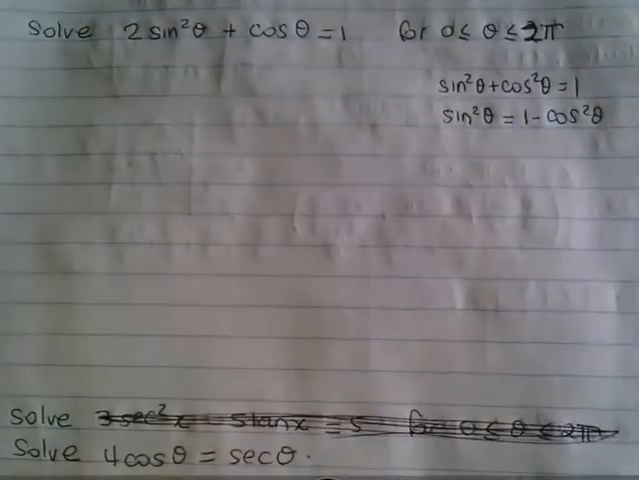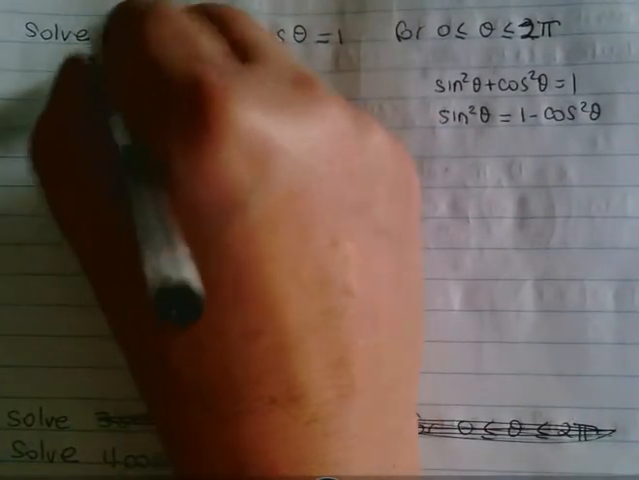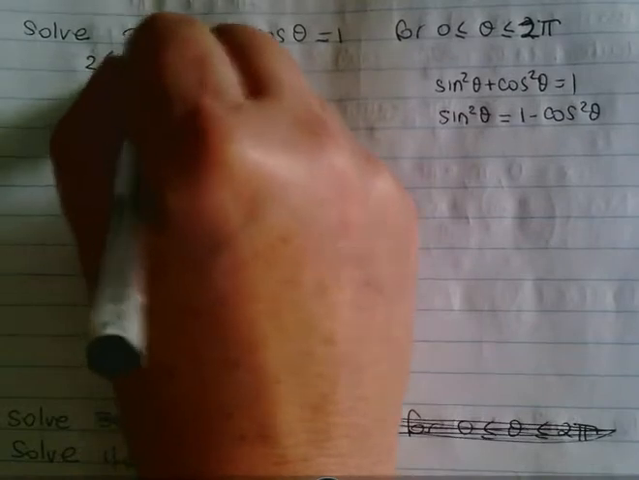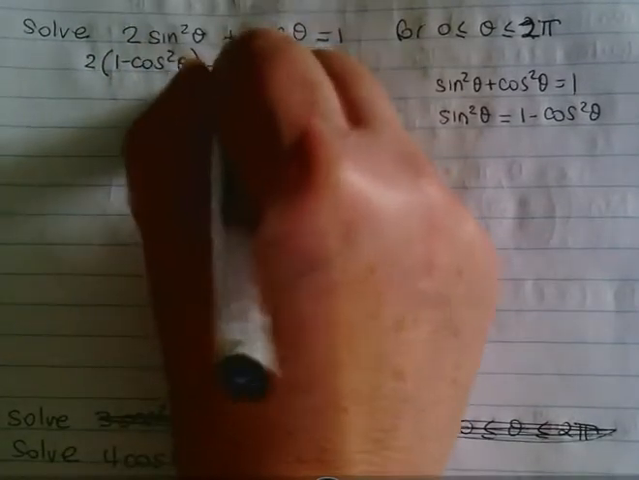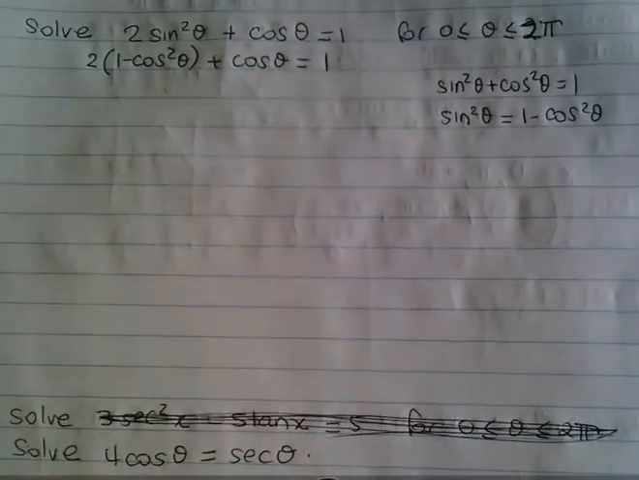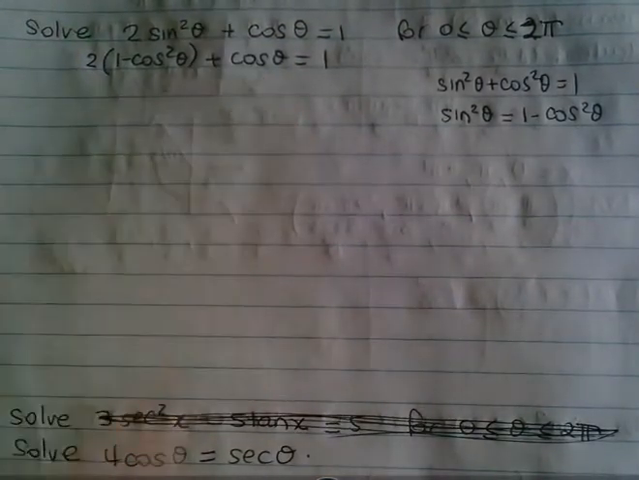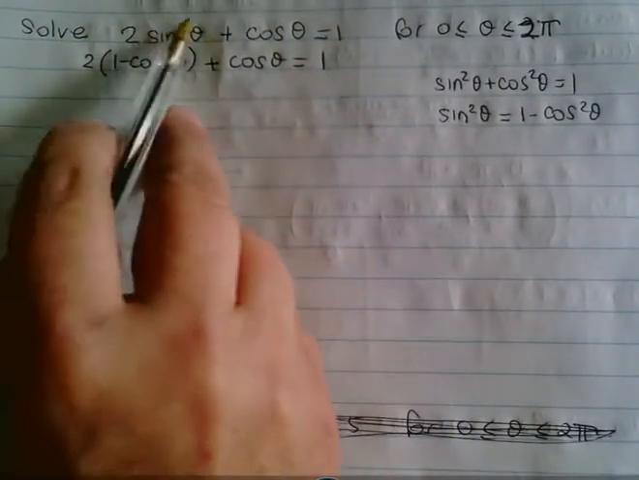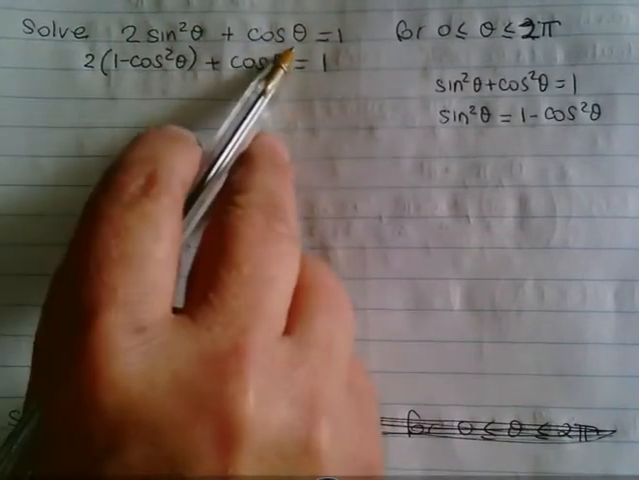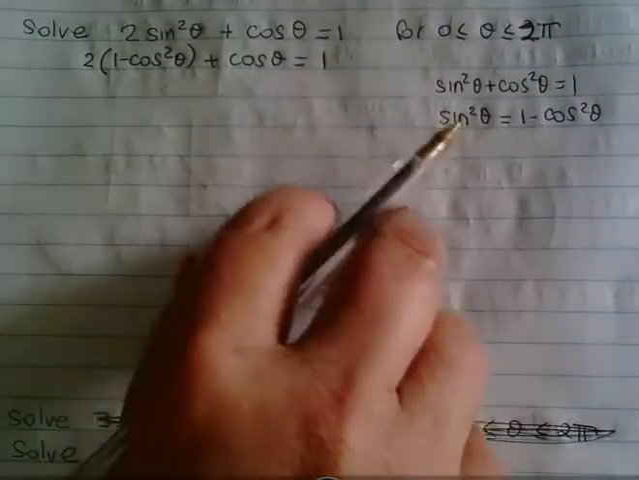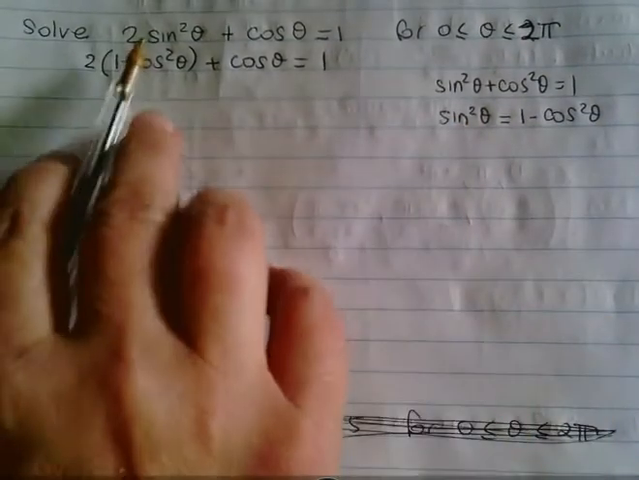So now I'm going to replace this sine squared theta with 1 minus cos squared theta. So I've got 2 bracket 1 minus cos squared theta plus cos theta equals 1. Now I may have a chance of solving this, because once I expand this, I'm hoping it's going to be a nice quadratic that I can factorize. Here, because I've got sine squared theta and cos theta, I can't factorize. So I use the Pythagorean identity, sine squared theta plus cos squared theta is 1, to substitute for sine squared.